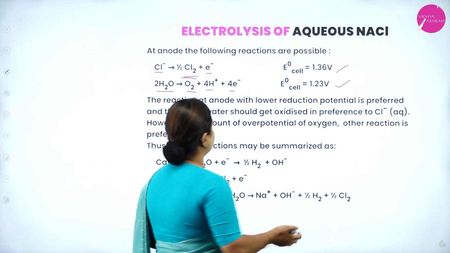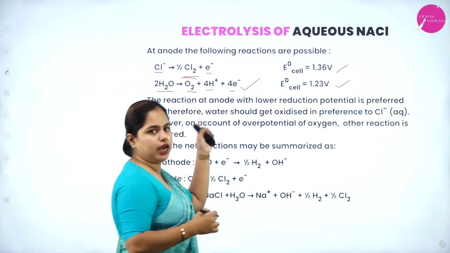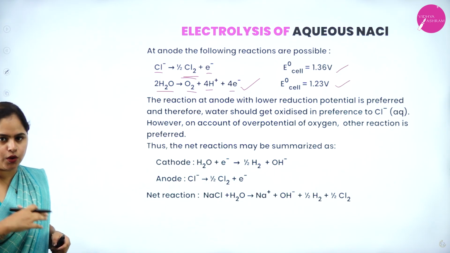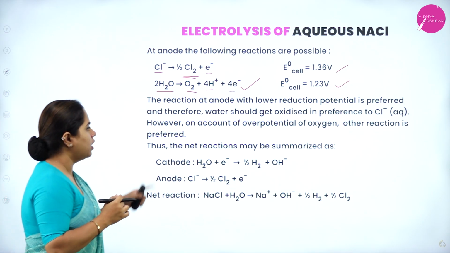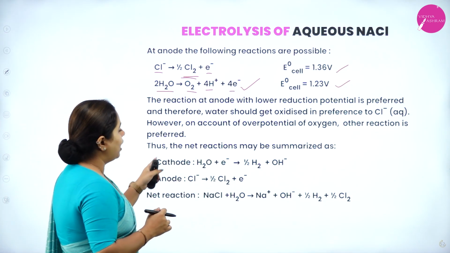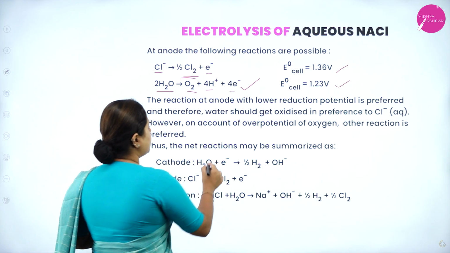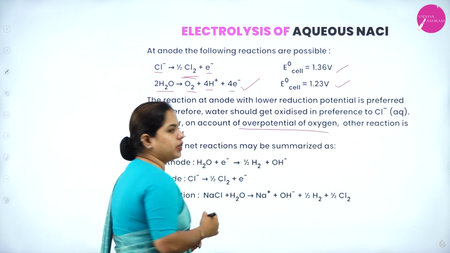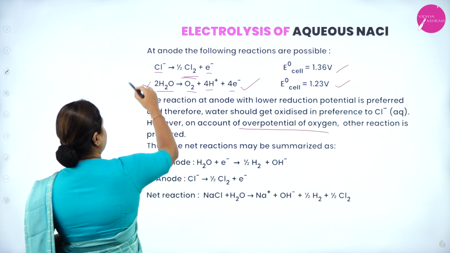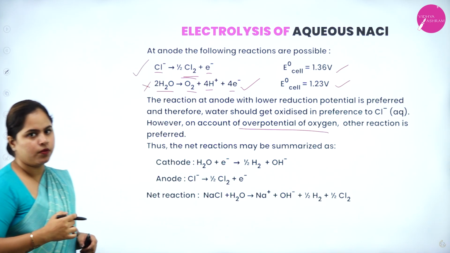So out of these two, yes, water, this reaction should be the one which is actually present in the anode, but there is a small problem there. However, on account of overpotential of oxygen, the other reaction is preferred. There is an overpotential which is developed within oxygen. Because of that, this reaction will not be considered and this reaction will be considered.